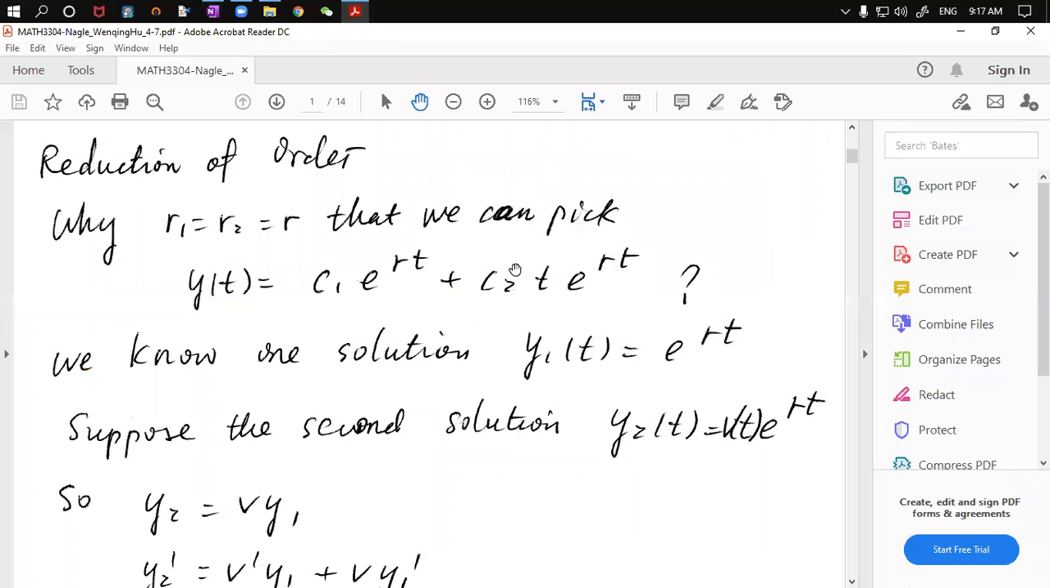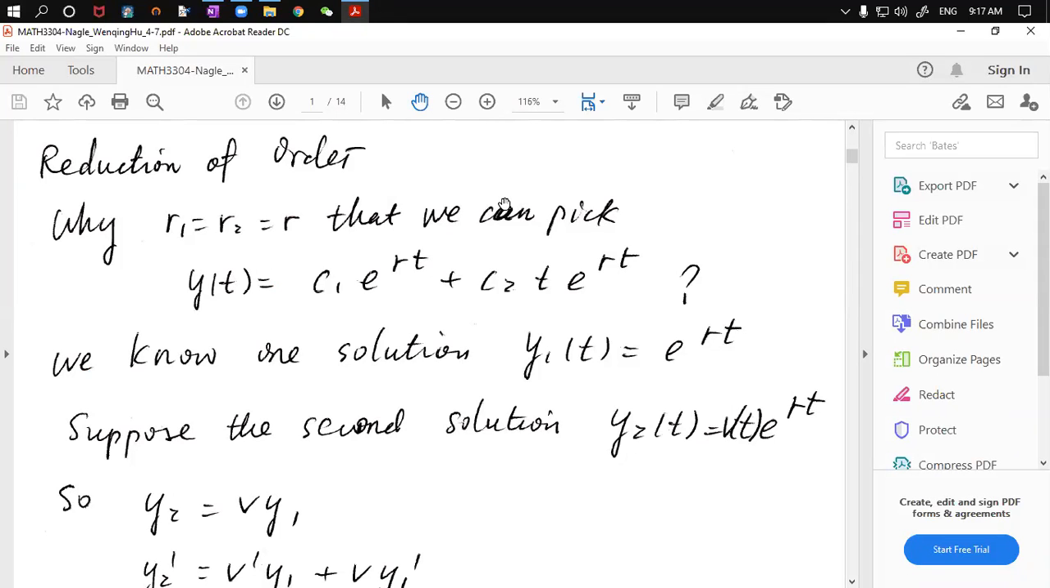So that's the golden principle. That's why for these two solutions, where the roots are the same, you should multiply by t. And what's the rationale behind this method?